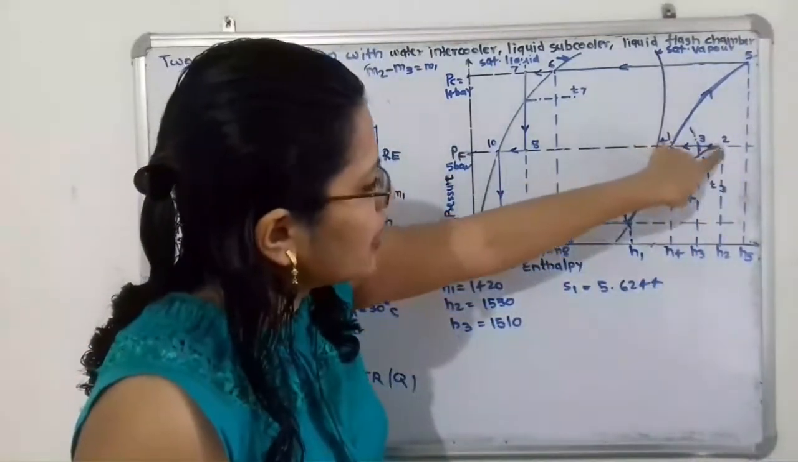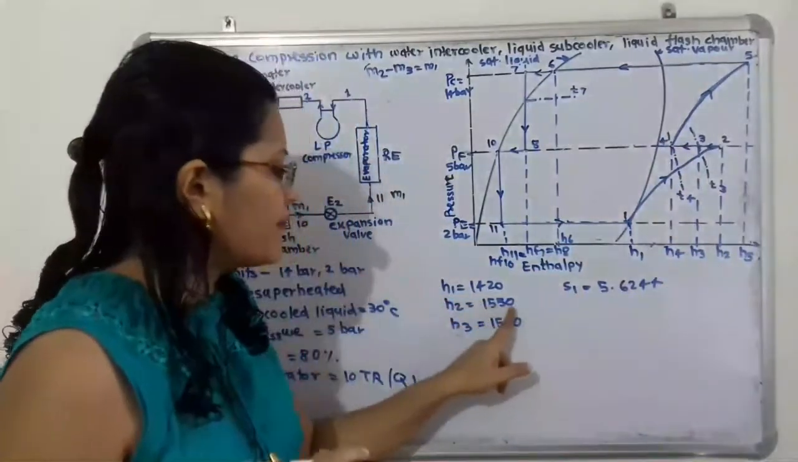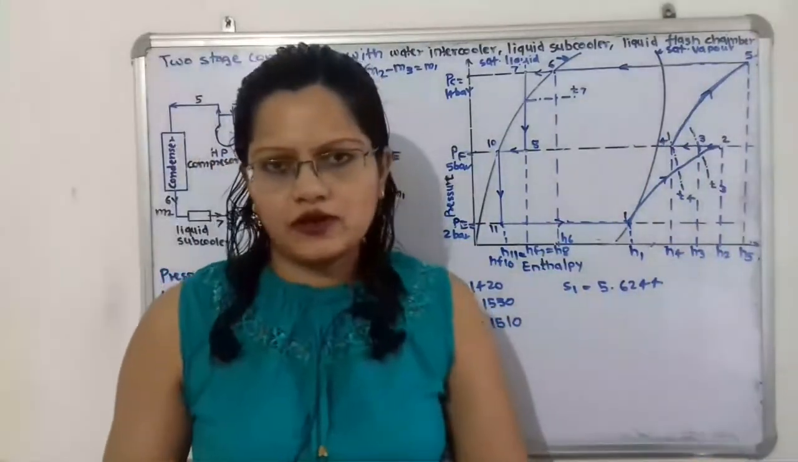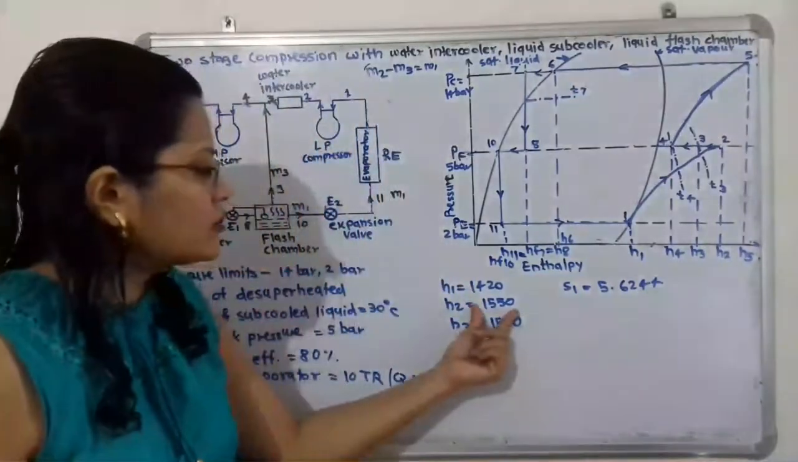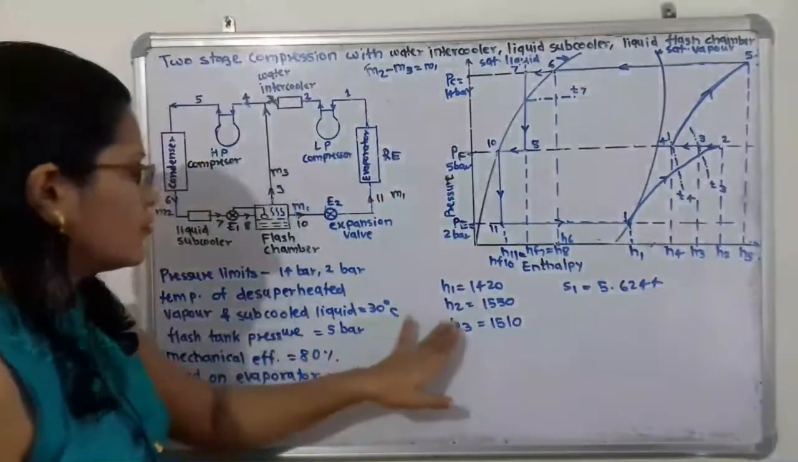And now if we extend this point, here will be the H2. So H2 is 1550 kilojoule per kilogram. Now H2 is what we have found out. Now what is the next?